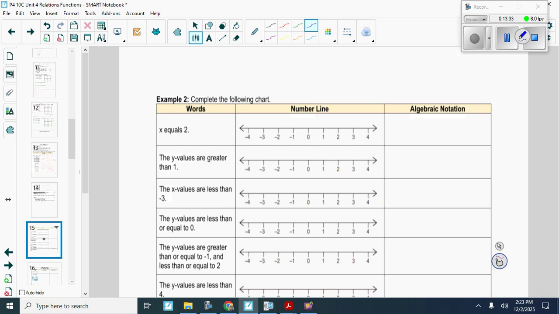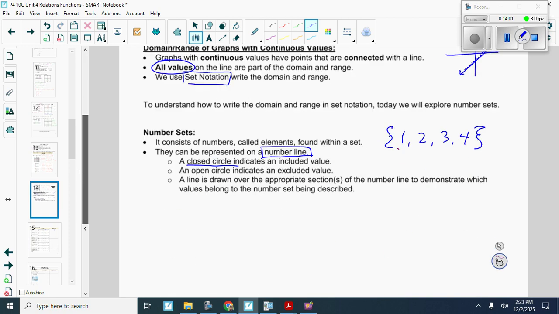So x equals 2. It's just a dot on 2. How do we write that? We just write x is equal to 2. That's easy. The math language is good there. If the value is included, we're going to do a closed circle. I'm just going to head back to our notes.